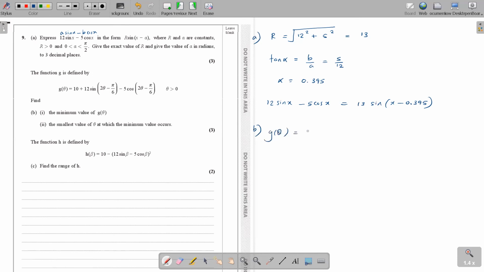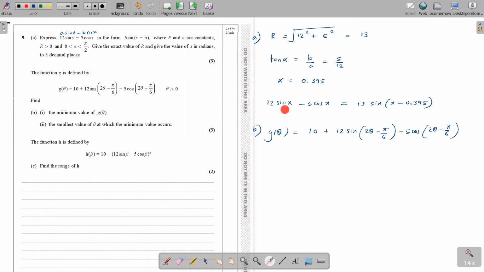Part B: g theta equals 10 plus 12 sin(2 theta minus pi over 6) minus 5 cos(2 theta minus pi over 6). Find the minimum value of g theta. Okay, so obviously what we do here is we need to use the help of our part A. So we definitely need the help of part A.